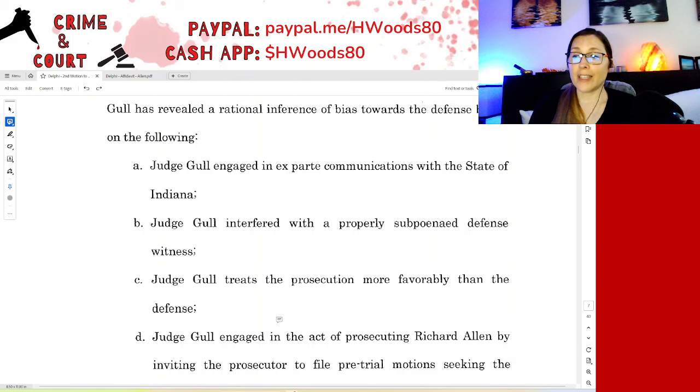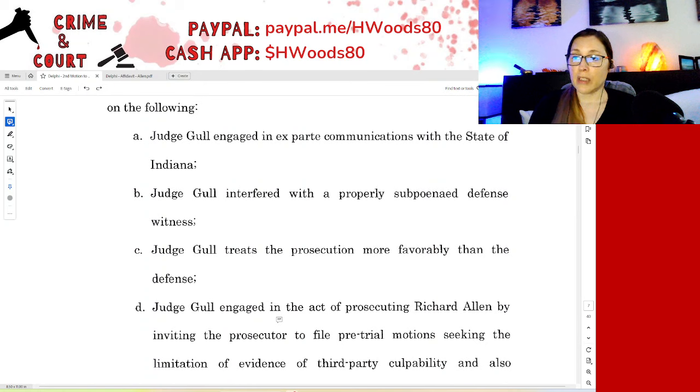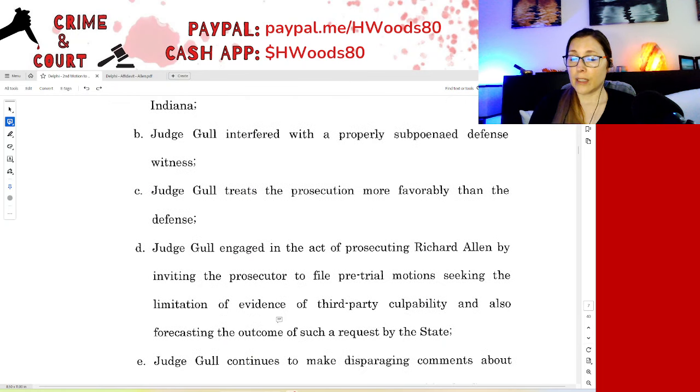A. Judge Gull engaged in ex parte communications with the state of Indiana. B. Judge Gull interfered with a properly subpoenaed defense witness. So I think somebody was subpoenaed and she told them not to come or something. I don't know, there's something about that. I hope it comes out later. All right, so Judge Gull interfered with a properly subpoenaed defense witness. So told someone who was subpoenaed not to show or something like that.